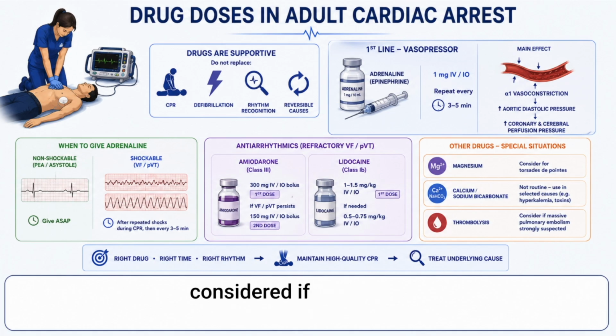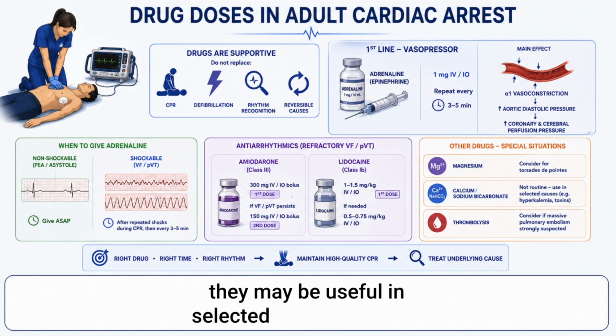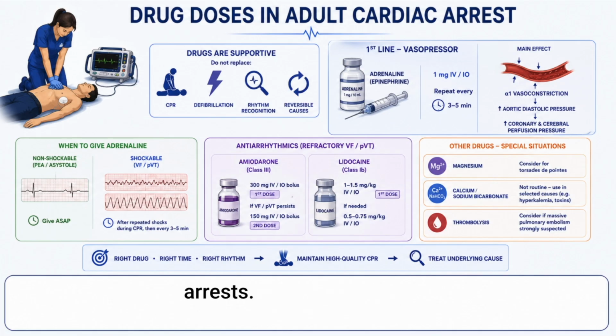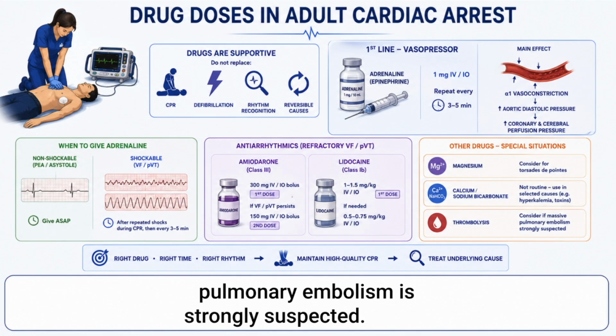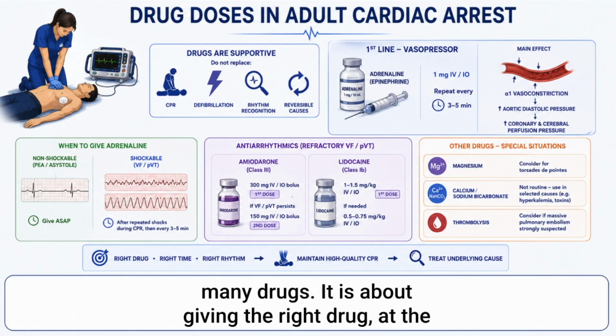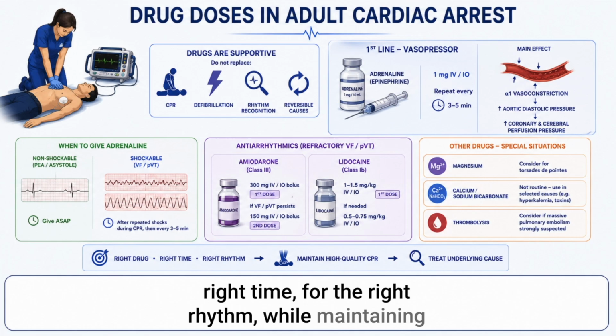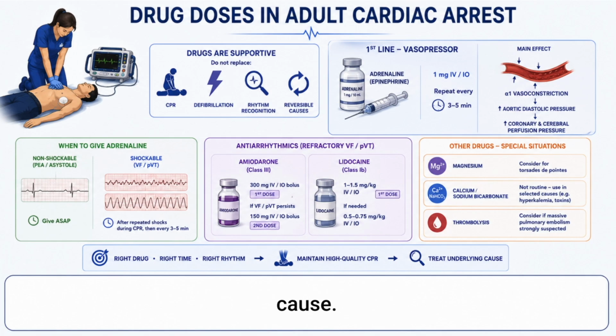Magnesium may be considered if Torsades de Pointes is suspected. Calcium or sodium bicarbonate should not be given routinely to every cardiac arrest patient, but they may be useful in selected causes, such as severe hyperkalemia or certain toxicological arrest. Thrombolysis may be considered if massive pulmonary embolism is strongly suspected. So the pharmacology of cardiac arrest is not about giving many drugs. It is about giving the right drug at the right time for the right rhythm while maintaining high-quality CPR and treating the underlying cause.